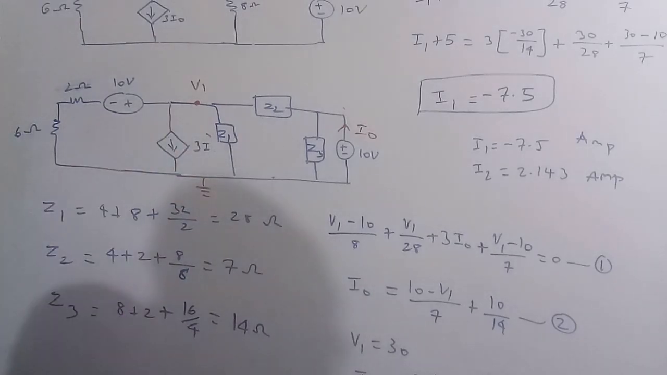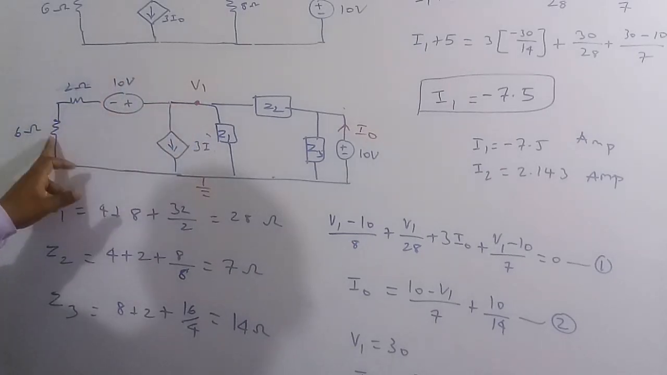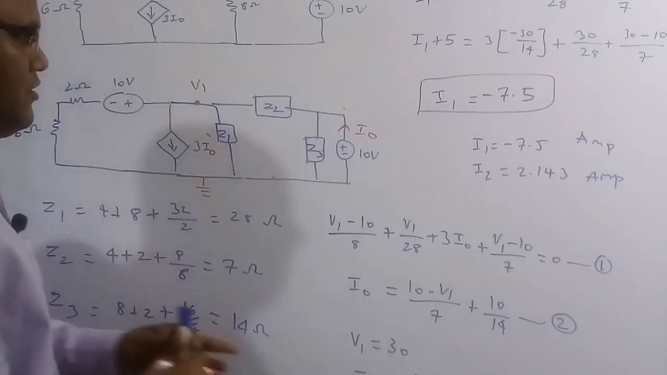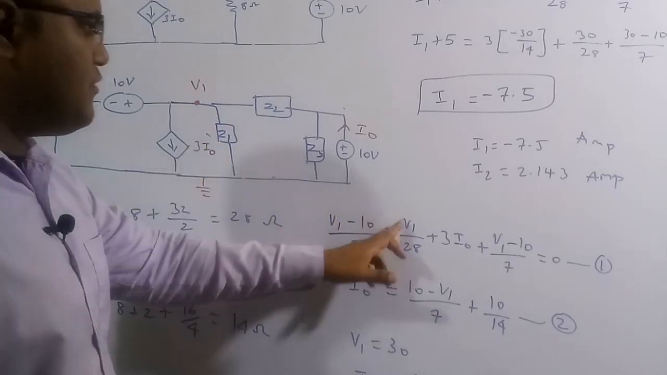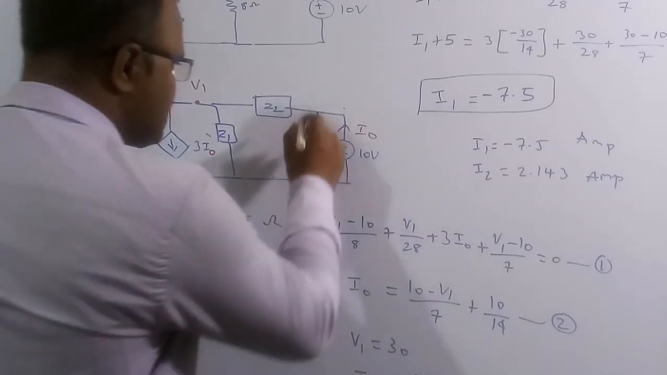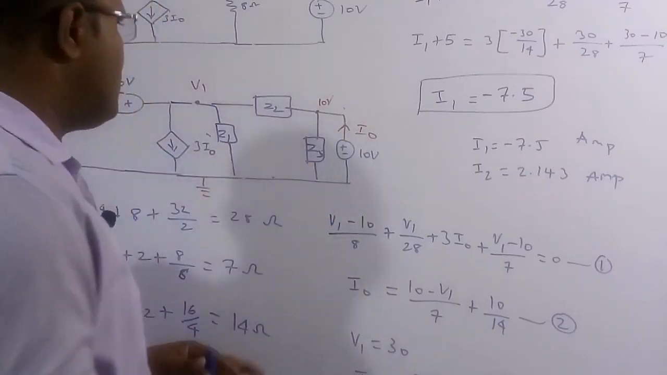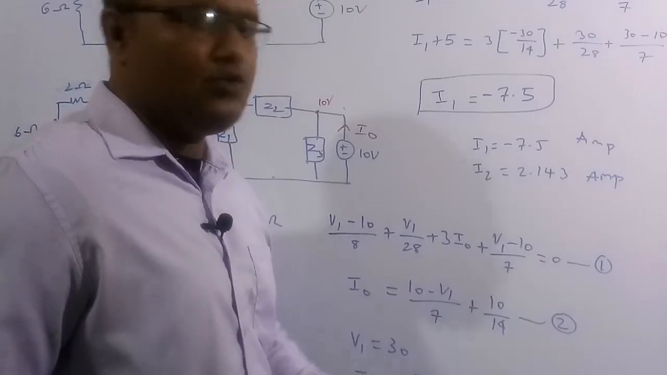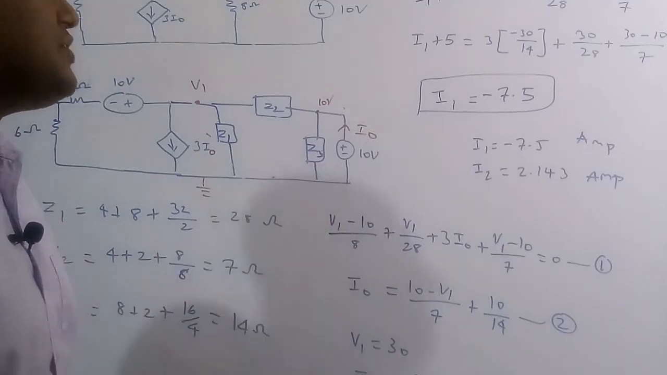By using KCL, by nodal analysis, the current in this branch is V1 minus 10 by 8, plus in this branch 3I0, plus in this branch V1 by Z1, Z1 is 28, so V1 by 28. And in this branch, the node voltage is 10 because it's a 10 volt source, so V1 minus 10 by Z2, which is 7. So V1 minus 10 by 7 is equal to 0. In this equation there are two unknowns, I0 and V1, so we need another equation to solve it.